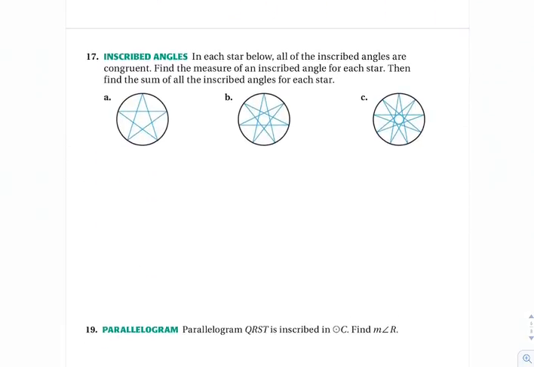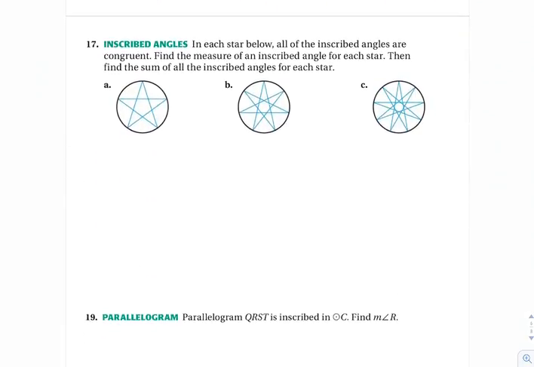All right, so this one says in each star below, all of the inscribed angles are congruent. So there's 5 congruent angles. And look, it opens up to this piece. The next angle opens up to this piece. And so it's 1, 2, 3, 4, 5 congruent arcs. So we take 360 total degrees, divide by 5, and get that each of those arcs is 72 degrees.